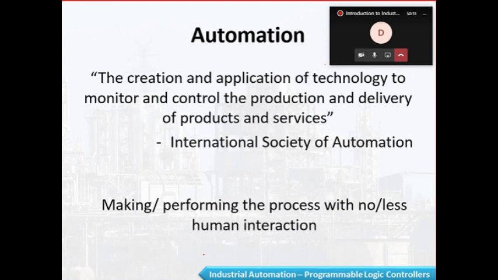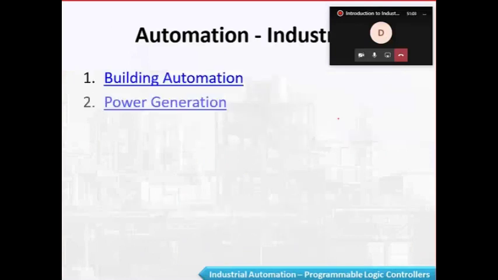So this is a simple definition I have given. You can memorize or remember it with this definition, but if you understand the concept, you can tell that in your own language, right? You don't have to go with these sentences. Okay, so there are many types of automation, right?